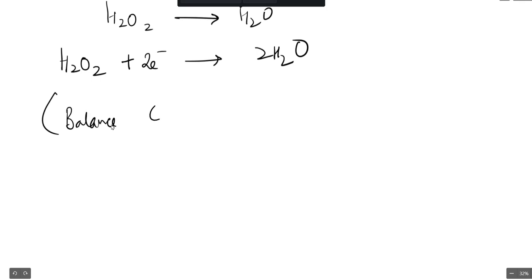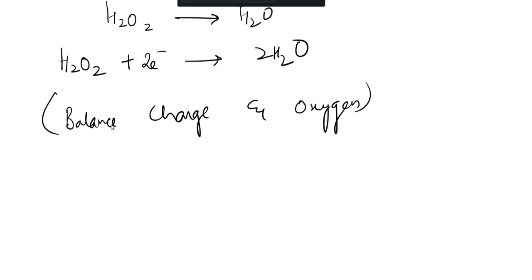Balance charge and oxygen. How will you balance? As I said, charge with electrons I have balanced. Now, I need to balance oxygens. Here on the LHS, 2 oxygens are there. Here also, 2 oxygens are there. So, that's fine, nothing to do. Charge also is balanced.